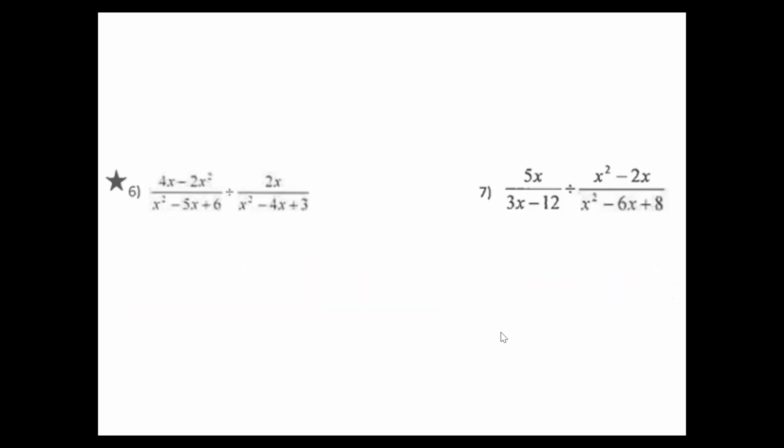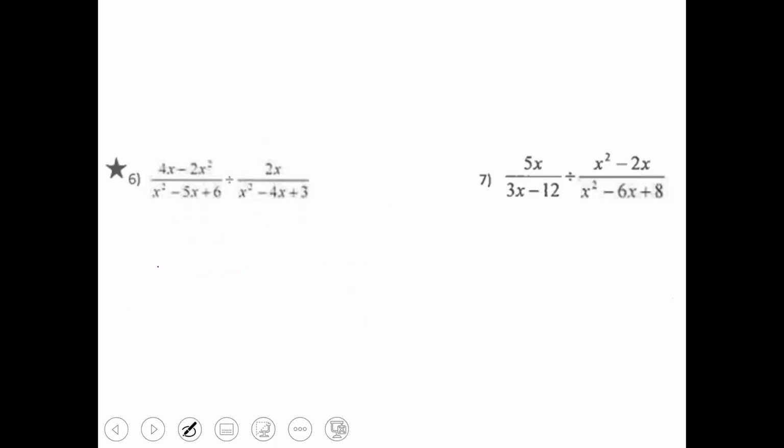Okay, last one, you guys. Example number 7. This will be the last one, I promise. Okay, so let's start with the first fraction. Let's take a look at the denominator, because the numerator 5x, you can't do anything with it. 3 and 12. I could take out a 3, x minus 4. Take a look at the second fraction. On top, I could take out an x, x minus 2.